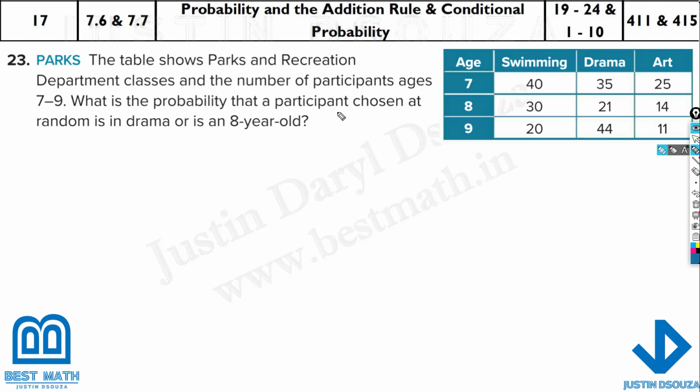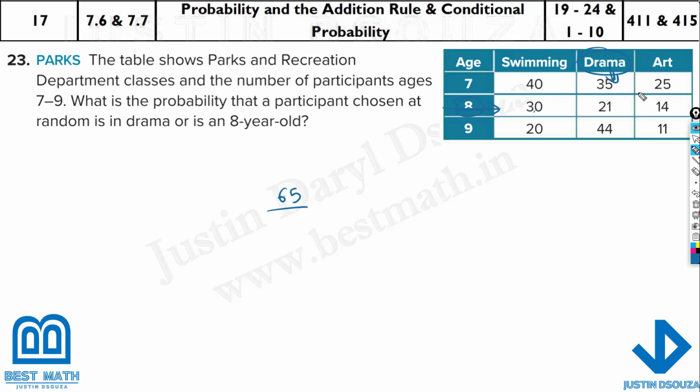Now another problem, a similar one which we did a while ago. The table shows parks and recreation department classes and the number of participants, ages 7 to 9. What is the probability that a participant chosen at random is in drama and 8 years old? This one over here and this one. So we just find the sum. 30, 51, 55, 65 is 8 years old.